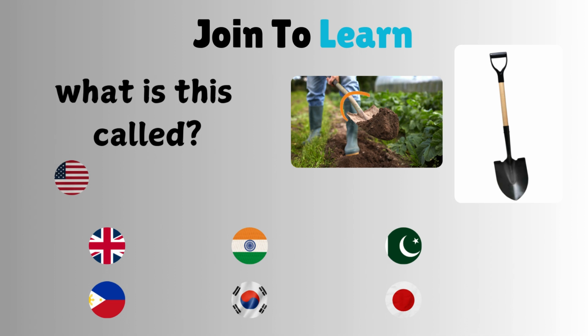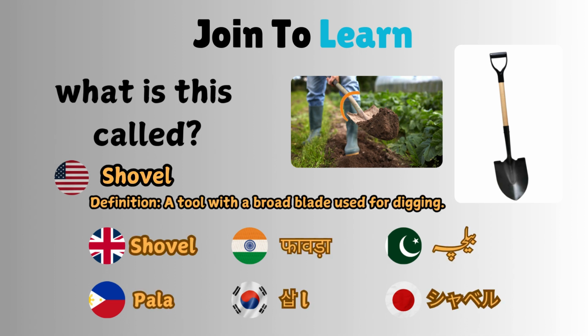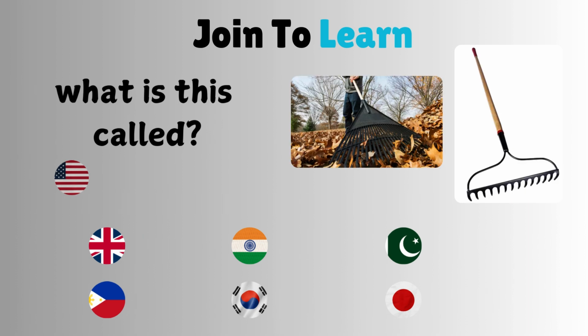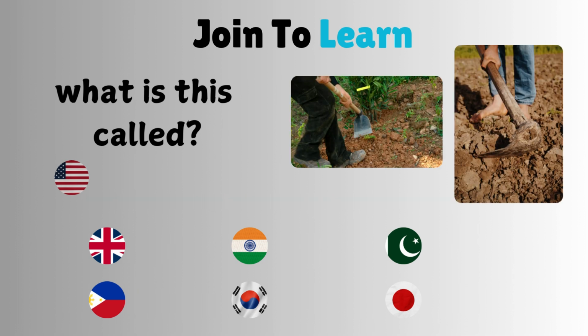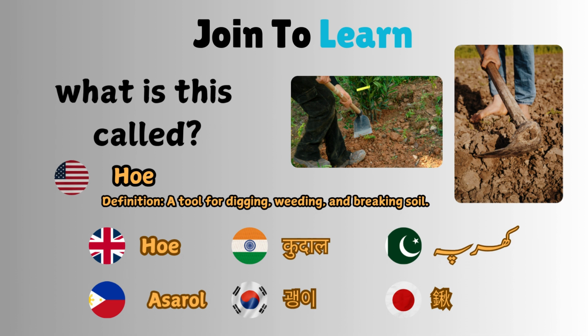What is this called? Shovel. A tool with a broad blade used for digging. What is this called? Rake. A tool with a toothed bar for gathering leaves or soil. What is this called? Hoe. A tool for digging, weeding, and breaking soil.